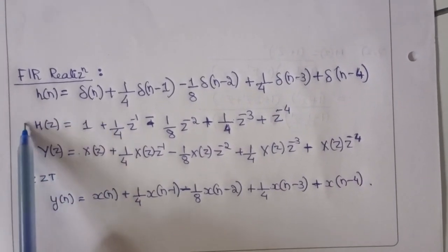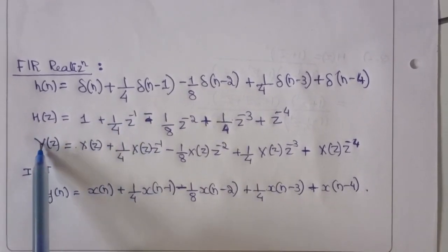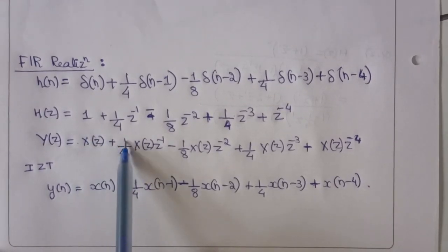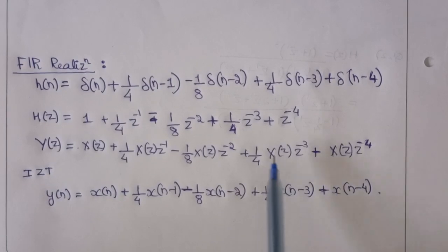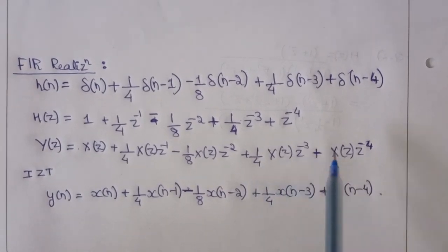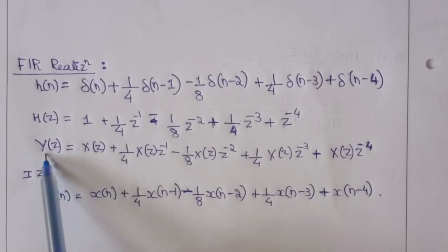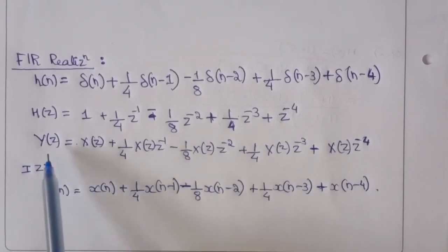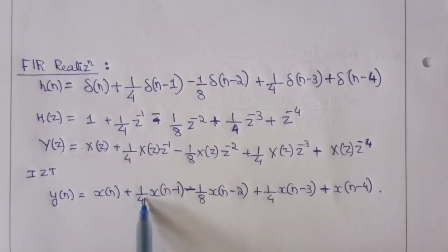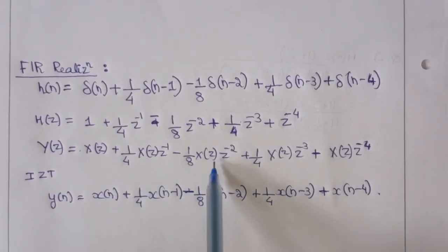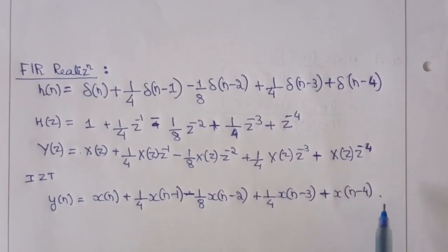We know that h of z is equal to y of z divided by x of z. When x of z is sent to the RHS, we get y of z is equal to x of z plus 1 by 4 x of z z inverse minus 1 by 8 x of z into z raised to minus 2 plus 1 by 4 x of z into z raised to minus 3 plus x of z into z raised to minus 4. Taking the inverse z transform of this y of z equation, we get y of n is equal to x of n plus 1 by 4 x of n minus 1 minus 1 by 8 x of n minus 2 plus 1 by 4 x of n minus 3 plus x of n minus 4.